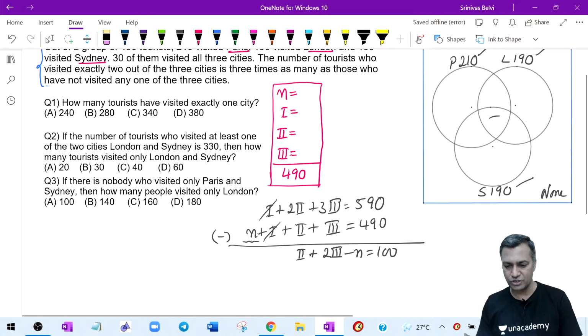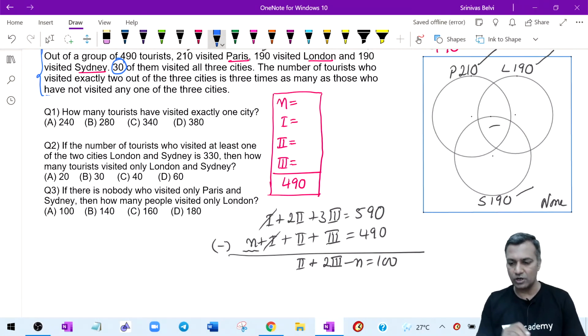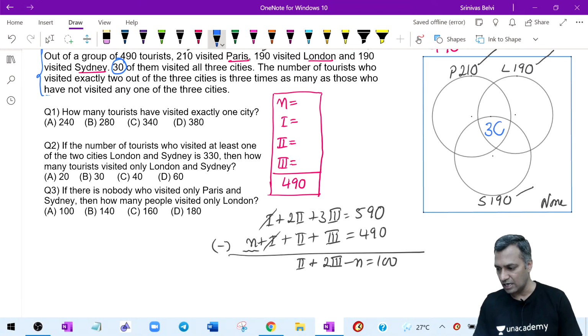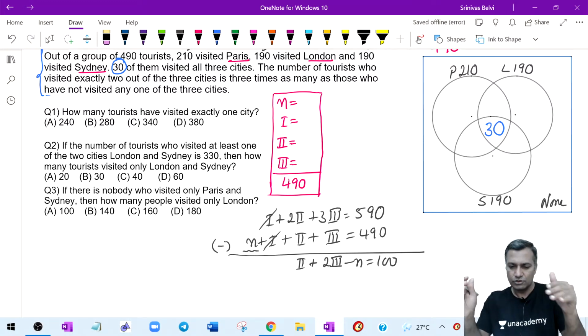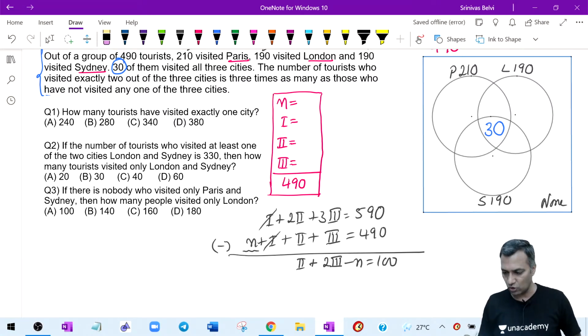Okay, some more information is given. 30 of them visited all 3 cities, which means the author has given one middle number there. Call it one middle. Generally, I told you whenever the middle numbers are given, the problems become a little easier. So can I create much more difficult sets on this? Of course, yes. We will see them as we go along, in our journey, on Venn diagrams.